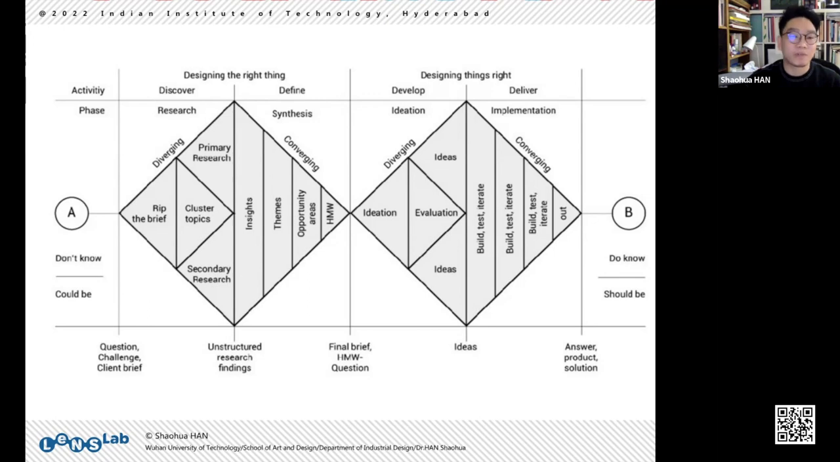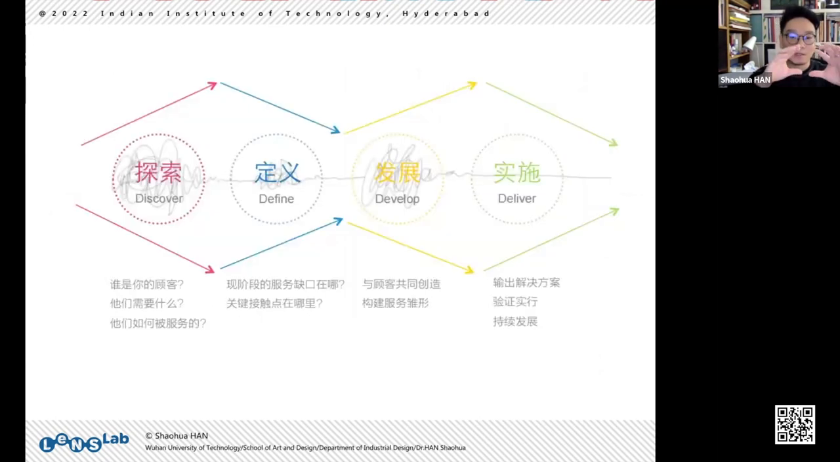That's a great framework. And there is also some other research in China. I'm sorry, these are in Chinese, so I will express a little, right? For the first part, the discover, you need to know who the customer is, what they need, and how they are served. For the second part, the define, you need to know the gap or weakness of your service and the key touch points of your service that you need to define. Then comes the develop part: you need to develop with your customers or other stakeholders, make your prototypes, and find some new ideas. Then at the last part, the deliver part, you need to make a great solution and implement it.